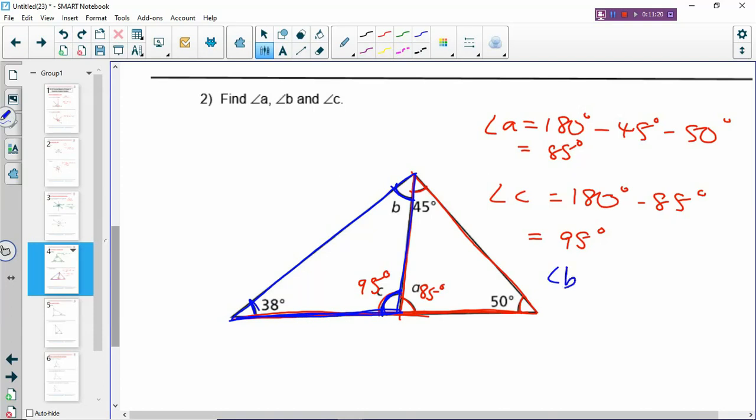So angle B is equal to 180 minus 38 and minus 95. So 180 minus 38 and minus 95, and you will get 47 degrees. And that is your angle B. And that's how you get angle ABC, right?